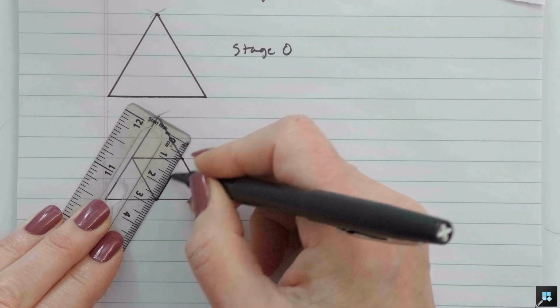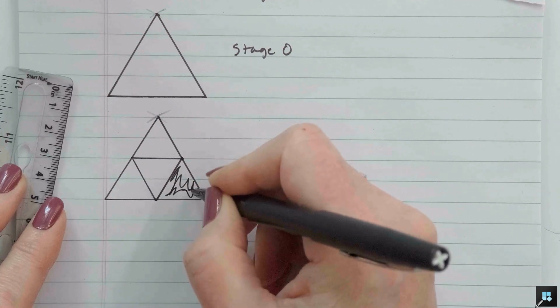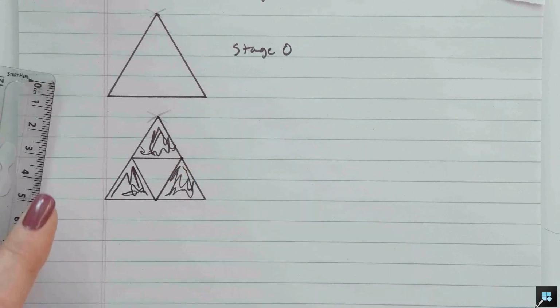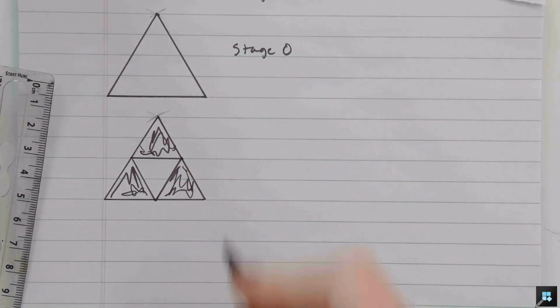It's taken away. So what you have left here are 3 triangles with an empty upside down triangle, an empty triangle pointing downward in the middle. And that's your next stage.